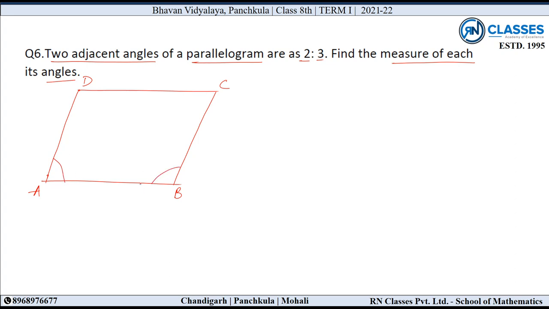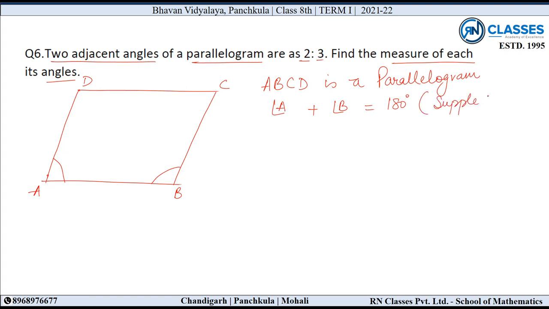I know the ratio of these two. I'll write it down over here. ABCD is a parallelogram. So angle A plus angle B, we know, would be 180 degrees, because they are supplementary. Right, if I get angle A and angle B, problem solved. I will get all the angles.